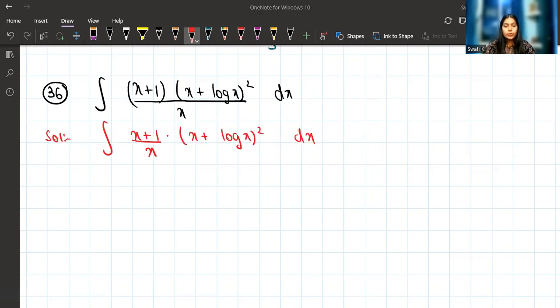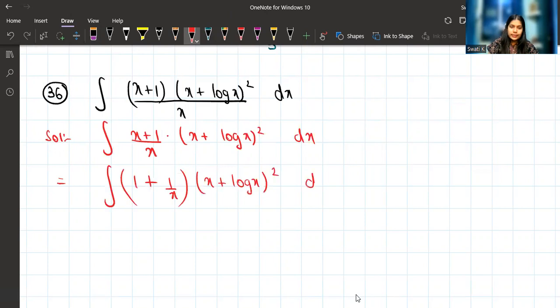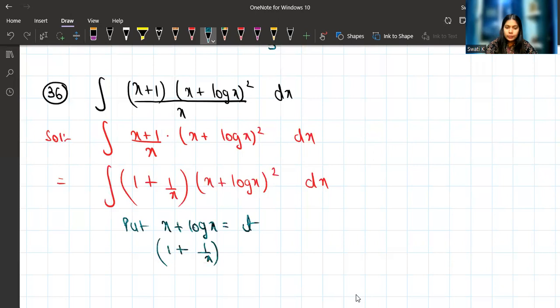Now here I am just going to separate the LCM. So this will simply become integration x upon x is 1 plus 1 upon x, and then x plus log x whole square dx as it is. Now here I am going to substitute x plus log x as t. If I do the derivative, x is 1, derivative of log x is 1 upon x, and of course dx, equals dt. Now you can see why I did all these things, because I am getting 1 plus 1 upon x dx, whose value is dt.